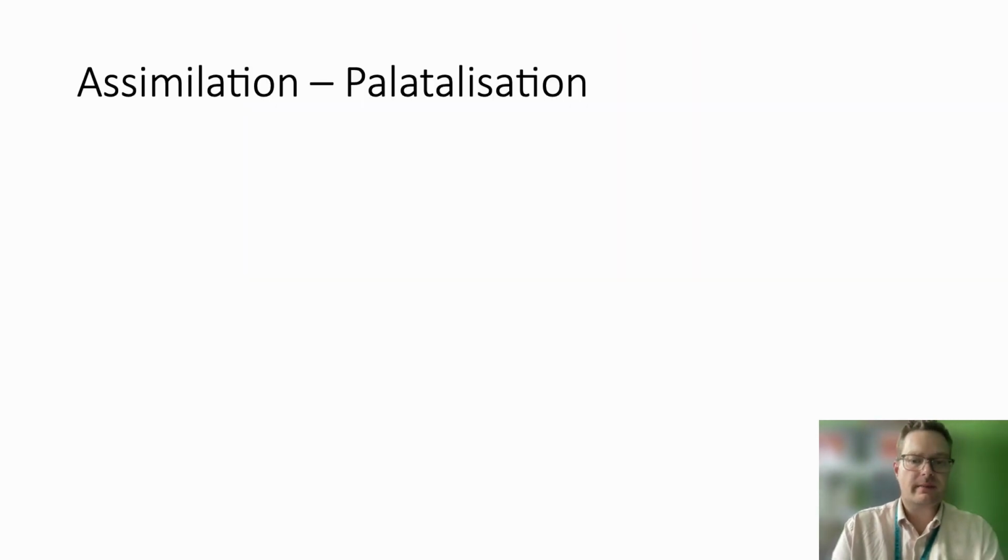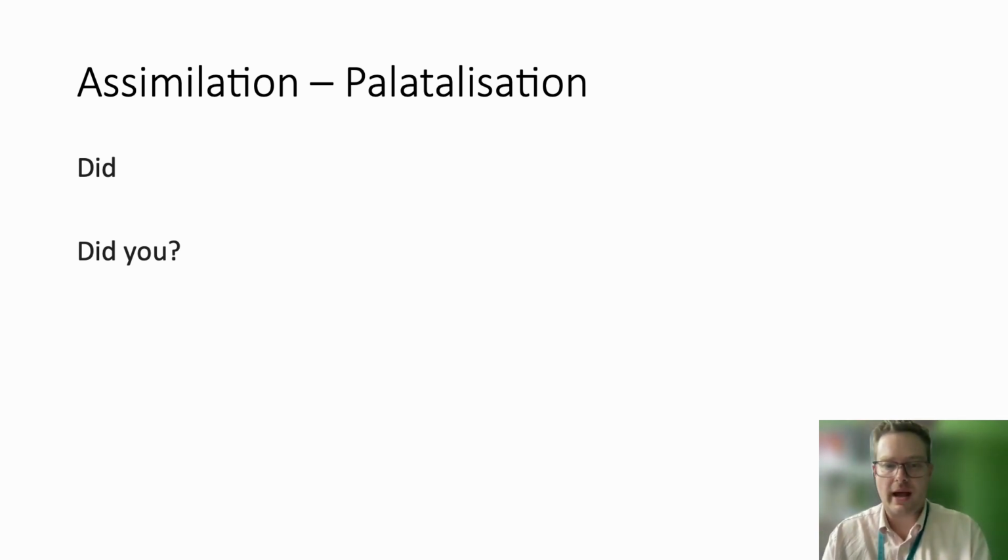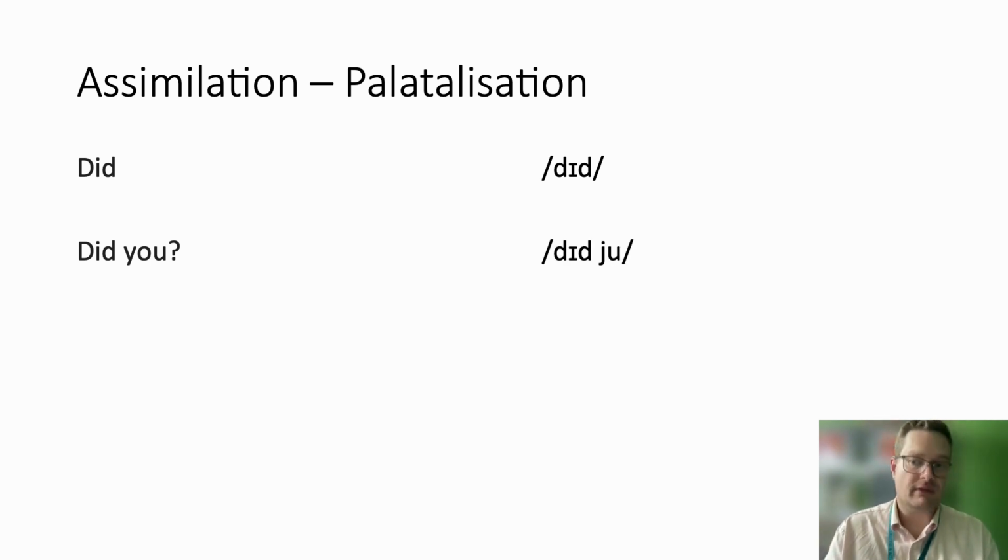Another kind of assimilation is palatalization, where a sound is pulled back towards the palate, or even pulled forwards towards the palate, depending what it is. I'll give you some examples. Did. We would say that did, but when we say did you, the Y, which is a palatal approximant, will start to interfere with the D in front of it. So did on its own is pronounced like that. Did you is pronounced like that.